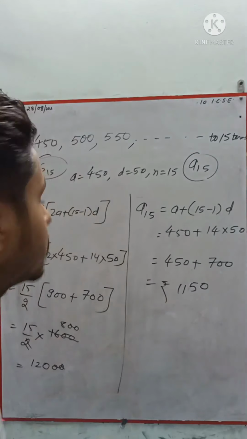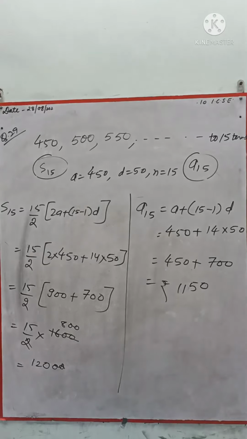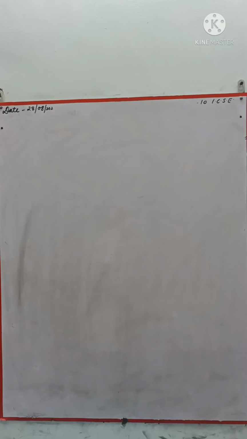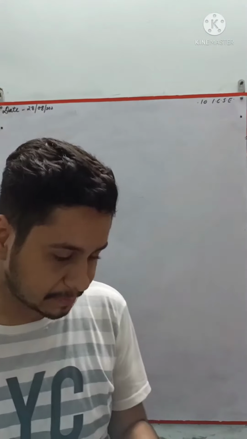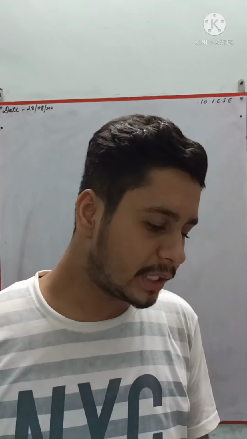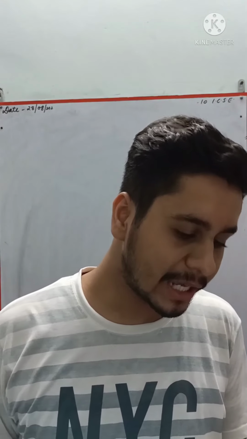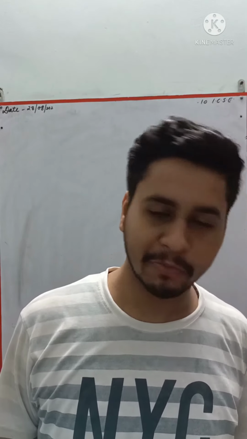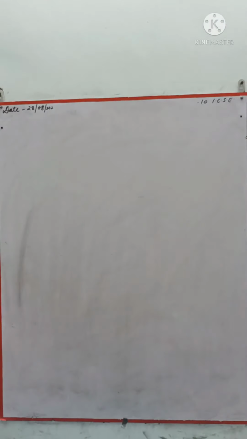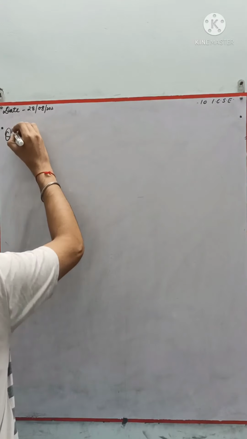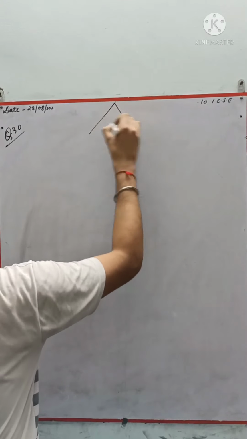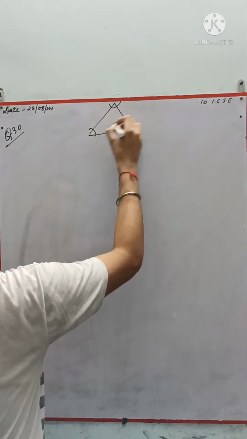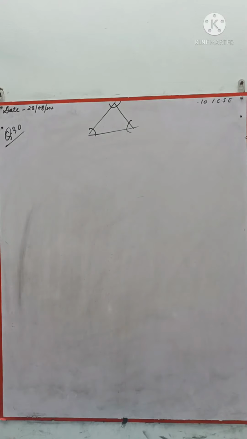Okay, understood this question? Let's come to the next one now. The 30th question says, the three angles of a triangle are in AP. Find the angles if the greatest angle is 3 times the smallest angle. So of a triangle, this is question number 30. Say for example, if this is the triangle and these three angles are in AP.